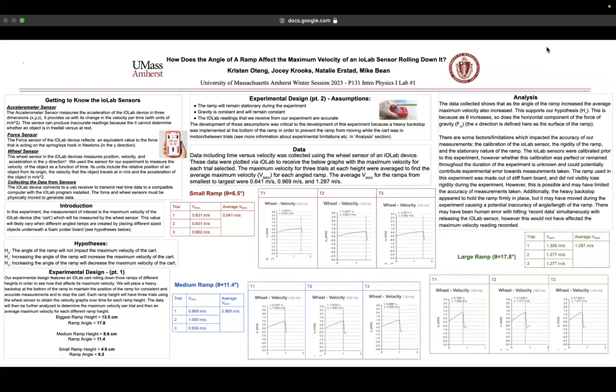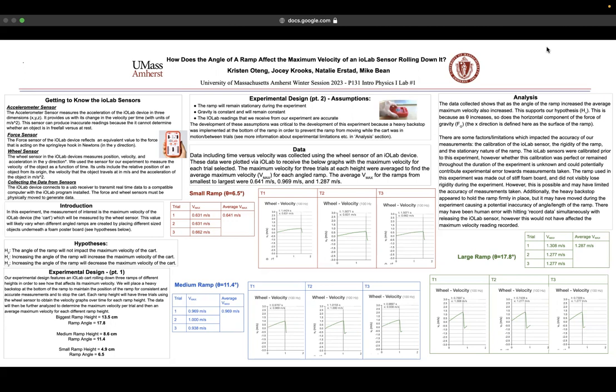Hi, my name is Natalie Urson, and today I'm going to be explaining the experiment that my physics group did, titled How Does the Angle of a Ramp Affect the Maximum Velocity of an IOLAB Sensor Rolling Down It? We did this for the University of Massachusetts Amherst Winter Session 2022 to 2023 for the Introductory Physics Lab.